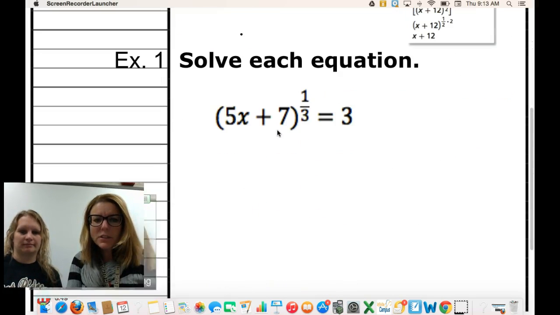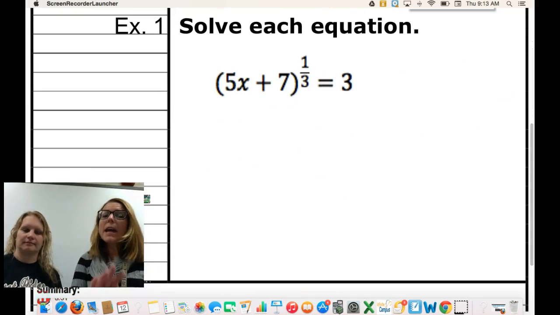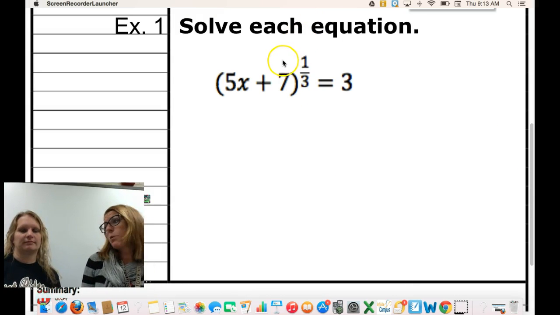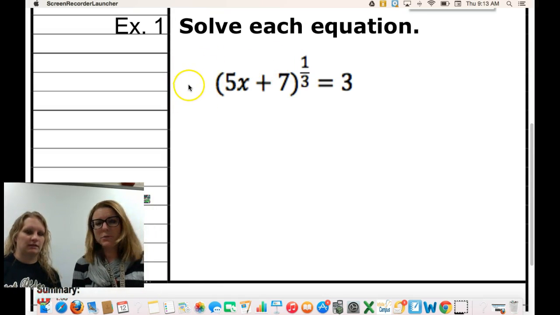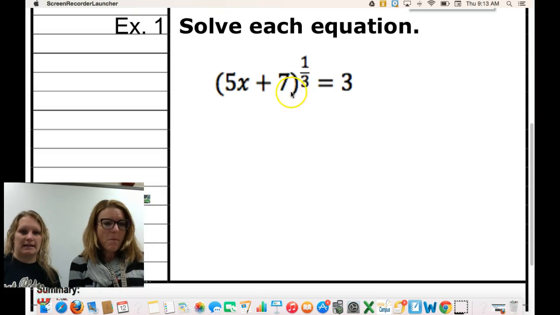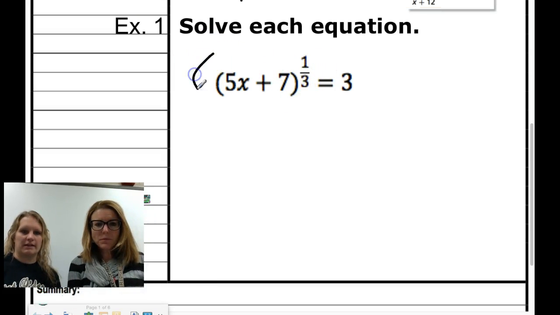So let's do it. The same holds: we still want to isolate if there is something next to the rational exponent, and there isn't right now. Since it's by itself with the raised power, we're going to raise this up.